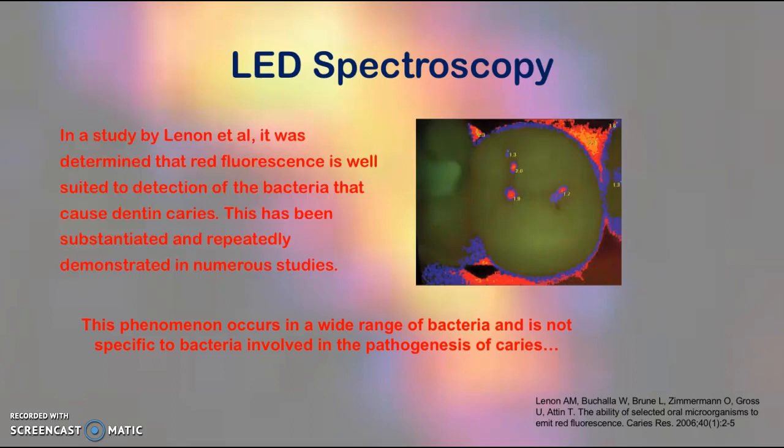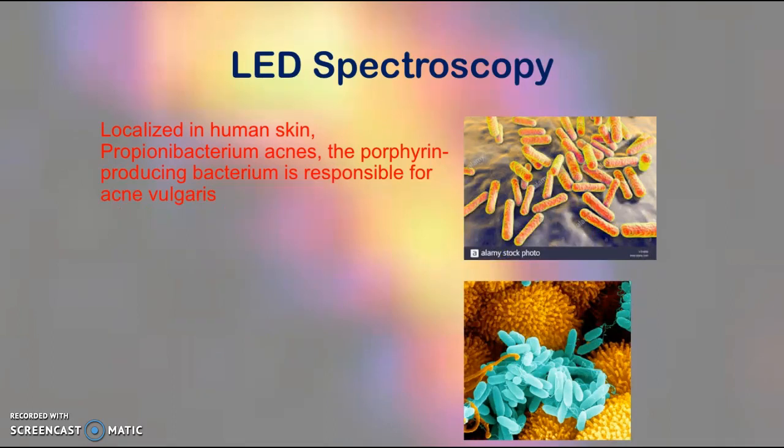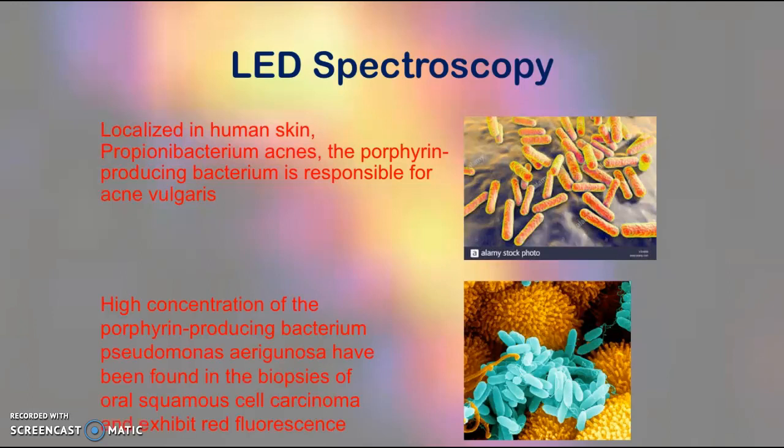But this phenomenon occurs in a wide range of bacteria and is not specific to bacteria involved in the pathogenesis of caries only. A perfect example is human skin. If a patient has caries, Propionibacterium acnes sitting on the skin can also be detected by LED spectroscopy. In the same way, high concentrations of the porphyrin-producing bacterium Pseudomonas aeruginosa have been found in biopsies of oral squamous cell carcinoma and exhibit red fluorescence.